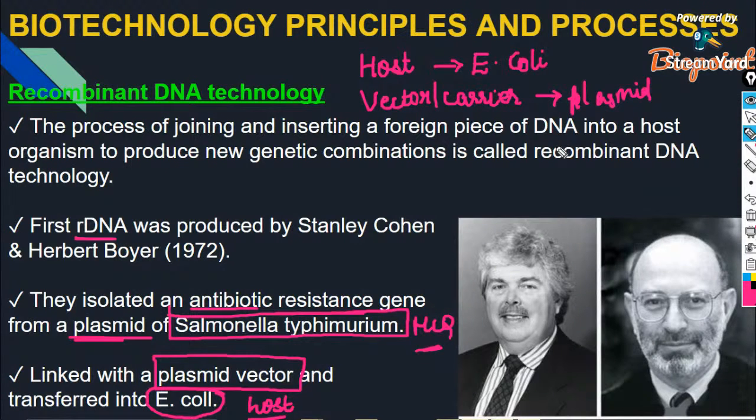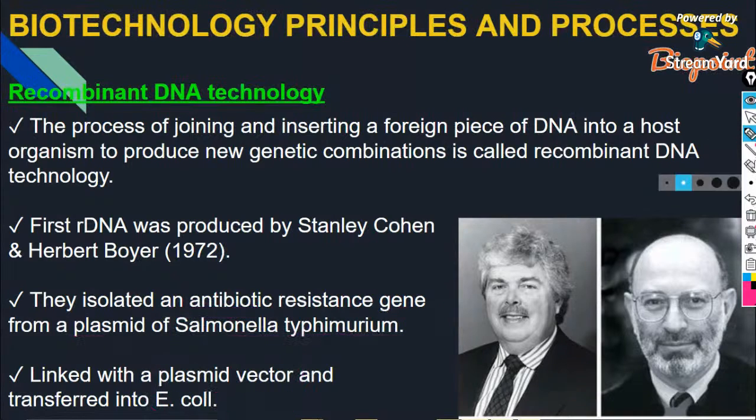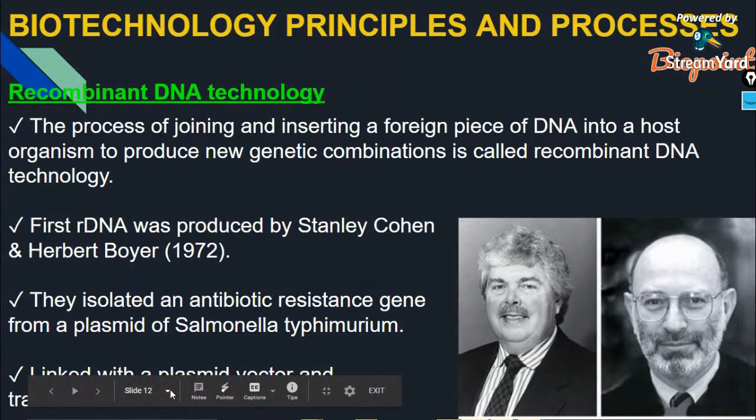So recombinant DNA technology was first proposed by Stanley Cohen and Herbert Boyer. They cut out a piece of plasmid DNA from the antibiotic resistant structure of Salmonella typhimurium, and they linked the plasmid vector with the DNA, which was then transferred into the host organism, that is an E. coli bacterium.